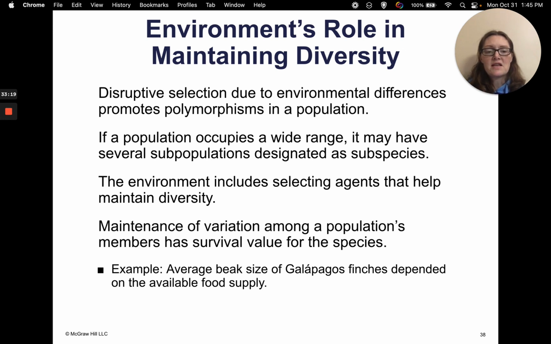Environment includes selecting agents that help maintain diversity. Again, diversity is good. The more different kinds of things, the healthier the population is. Maintenance of variation among a population's members has survival value for the species. An example would be that the average beak size of Galapagos finches depends on the available food supply. Lots of different kinds of available resources makes for a better chance of survival overall.